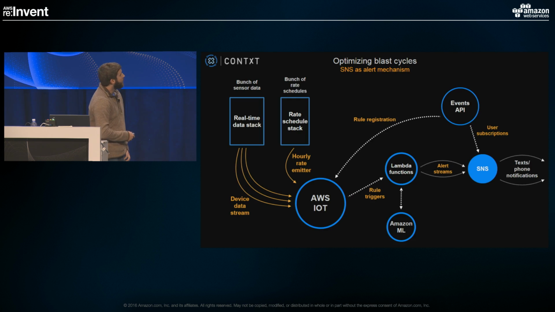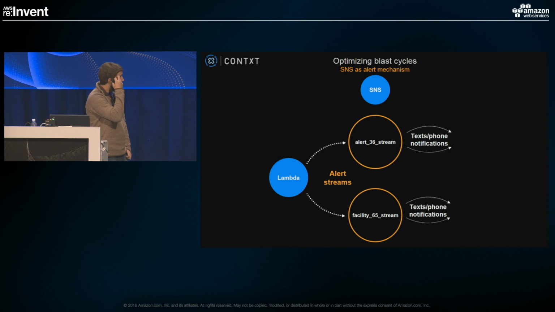So we trigger it. So now the events API has a list of user subscriptions. So say in our events API, we have a list of users that belong to the system. So that's stored somewhere else. And we have links to say, okay, this person cares about this specific alert. Whenever they create that subscription, we write that to SNS. So every alert essentially has its own topic. So here you have alert stream 36. So that's specifically just for that alert. And we also have an alert stream 65 for the facility.